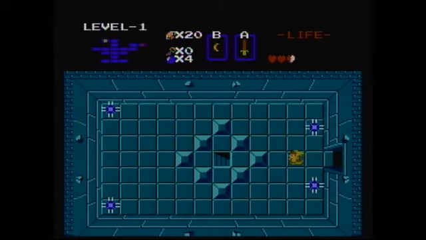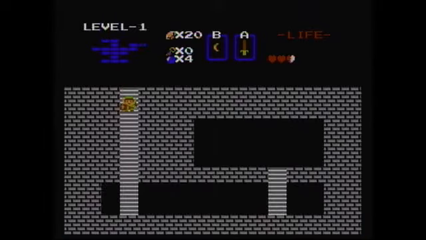Ooh, I hate those things. Programming those things was a pain. I'm just throwing that in there. Collision detection sucks. Oh yeah. Curses you, Keith.